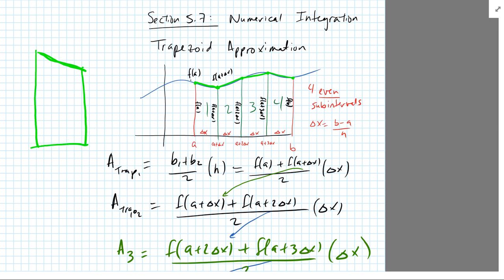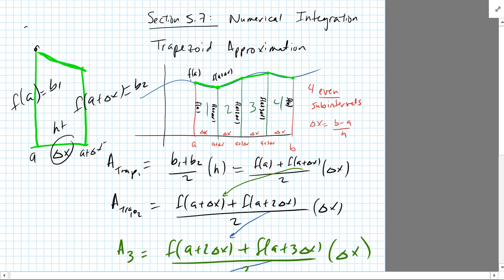And labeling it is this delta x. Whichever one it is, right? So this height right here, if we're supposing this is A and this is A plus delta x, this is f of A, and this is f of A plus delta x. That's base 2. This is base 1, and this delta x is the height. So it's base 1 plus base 2 divided by 2 times height.